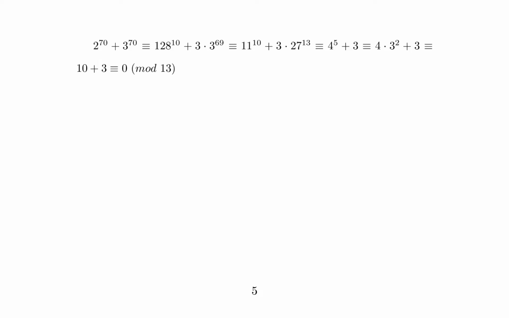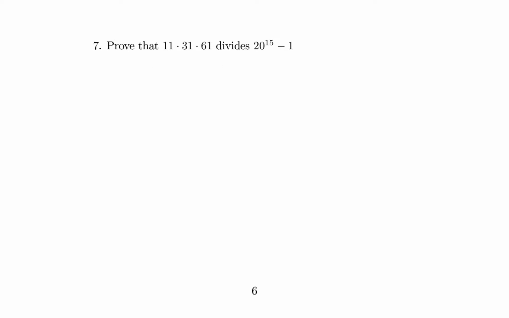Then we have 4 to the power of 5 is equal to 4 times 16 to the power of 2, sorry, which is equal to 4 times 3 to the power of 2 mod 13. That's 4 times 9, which is 36. Mod 13, that's 10. 10 plus 3 is equal to 13, which is divisible by 13. Proof is complete.